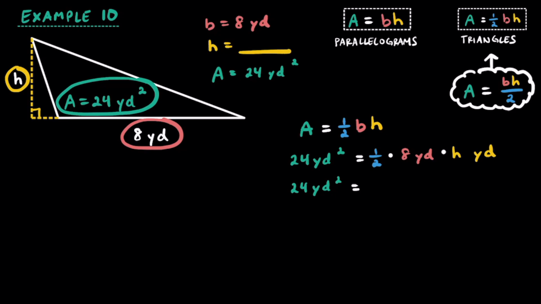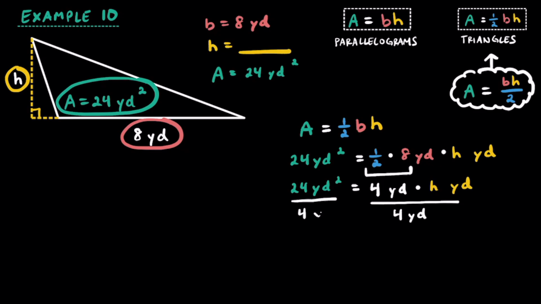So we could take half of this 8, that seems like a pretty easy thing to do. Half of 8 is just going to equal 4, or half times 8 equals 4. That's going to be 4 yards, and that's going to be multiplied by this h yards that we're looking for. That's our unknown still. Now, just like the last example, if we have 4 times h equals 24, or 4 times something equals 24, let's go ahead and do the opposite operation, or the inverse operation. Let's divide the right side by 4 yards, and let's divide the left side by 4 yards as well.